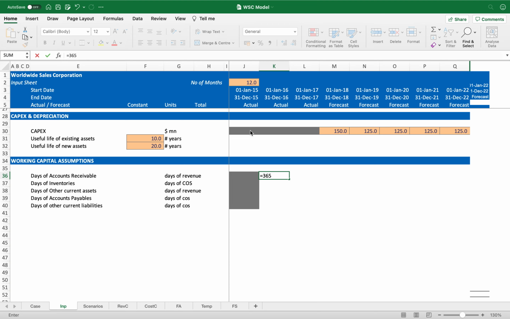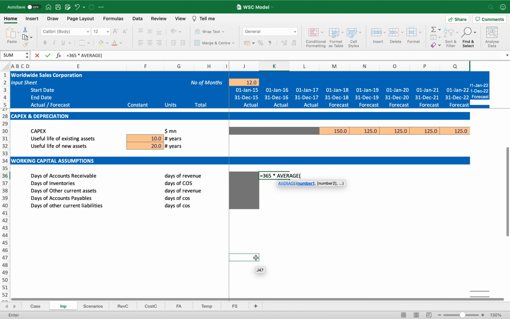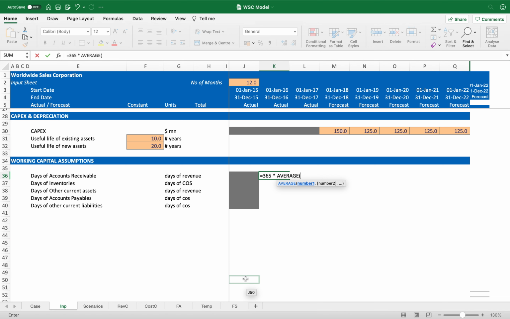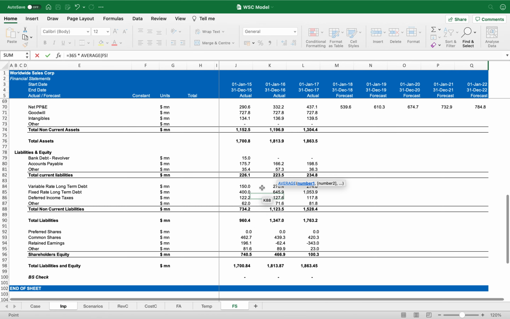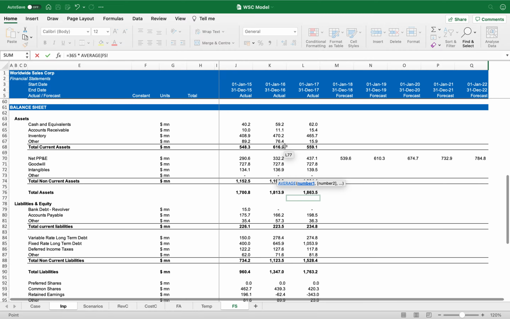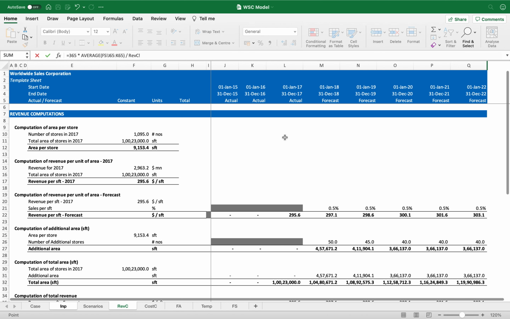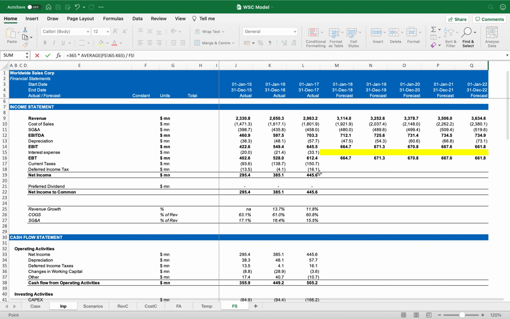365 multiplied by average, and average of what? Average of accounts receivable. So opening and closing, average of accounts receivable, I will be selecting 15 balance and 16 balance, close the bracket here, divided by revenue. So in your financial statements you already have revenue for 16.